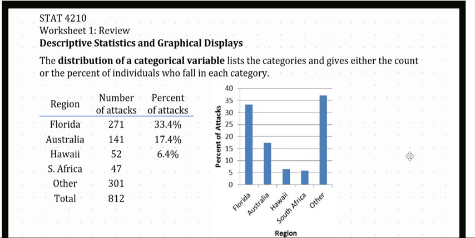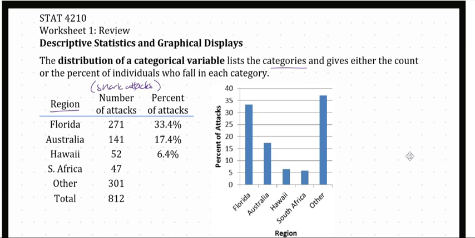So the distribution of a categorical variable lists the categories, so those would be the different zip codes, the different majors, and gives either the count or the percent or proportion of individuals who fall in each of those categories. So in this case, we have the region, we have the number of attacks, so this would be shark attacks, and we have the percent of attacks. And so in Florida, in this given year, or in this time range, there were 271 shark attacks. In Australia, there were 141. In Hawaii, 52. South Africa, 47. In all other regions that were measured, there were 301, for a total of 812.